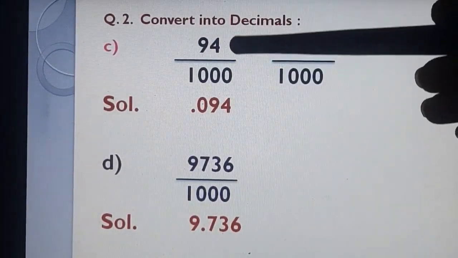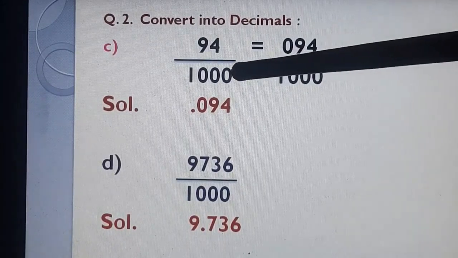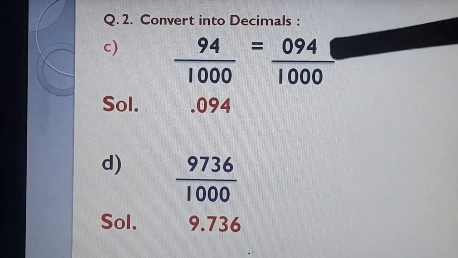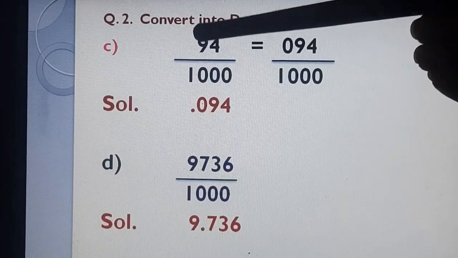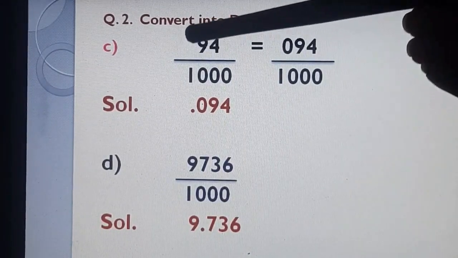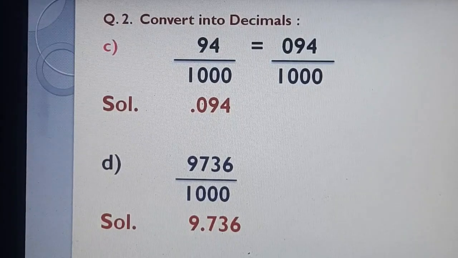C part, 94 upon 1000. Now see beta, in denominator how many zeros are there? 1, 2 and 3 zeros. And we have to count the 3 digits from numerator, 1 and 2. We have only 2 digits. We want 3. So we can write down 0 here. Before 9 we will write down 0. Not after 4. After 4 if we are writing, it will become 940.